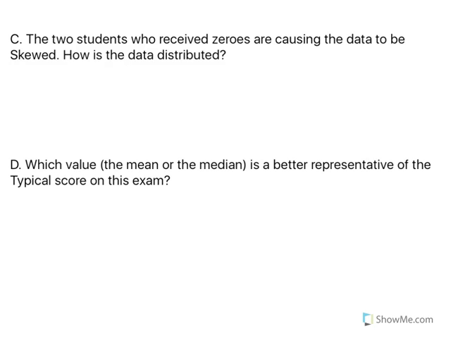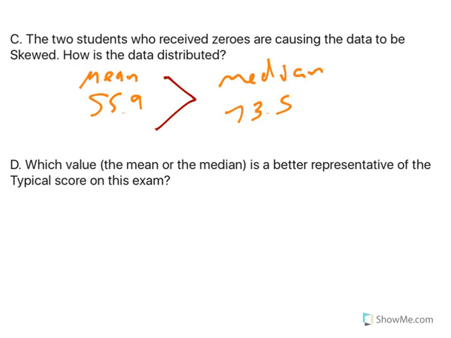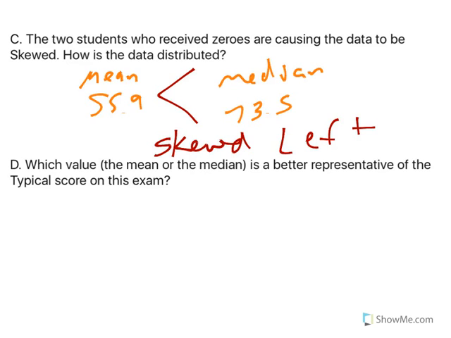Okay. Now, the 2 students who receive zeros are causing the data to be skewed. How is this data distributed? Well, remember that the mean is 55.9 and the median is 73.5. The mean is greater, oh my gosh, no it's not. 55.9 is totally less than 73. It's not even close. It's not even late. I shouldn't even be tired. What's wrong with me? The mean is less than the median, and therefore we are skewed left.